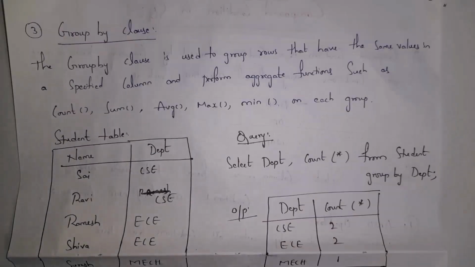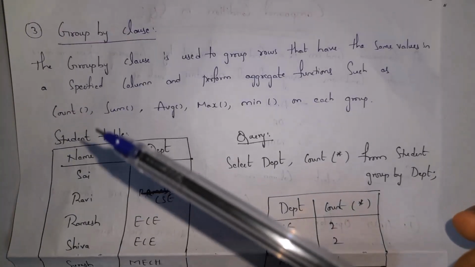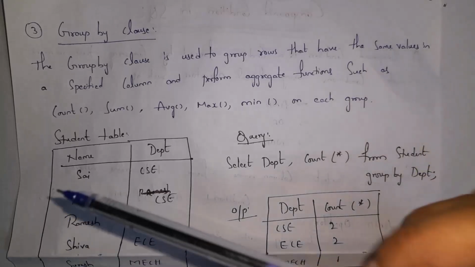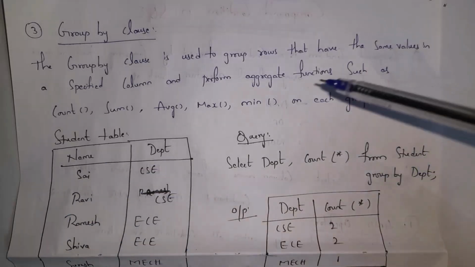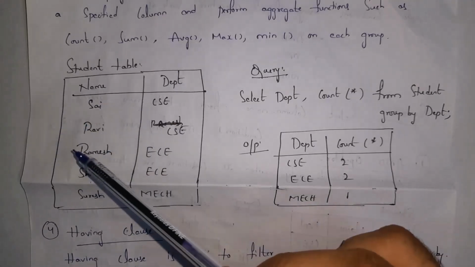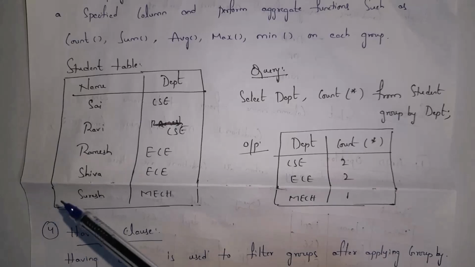And third one is group by clause. Group by clause is used to group all the rows that have same values. After applying group by clause, we can perform various aggregate functions like count, sum, average, min, max, etc. on the particular group which we selected. This student table: name Sai, department CSC, Ravi CSC, Ramesh ECE, Shiva ECE and Suresh MEC.